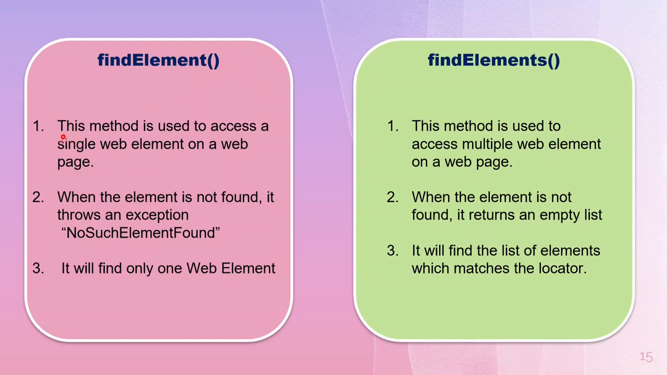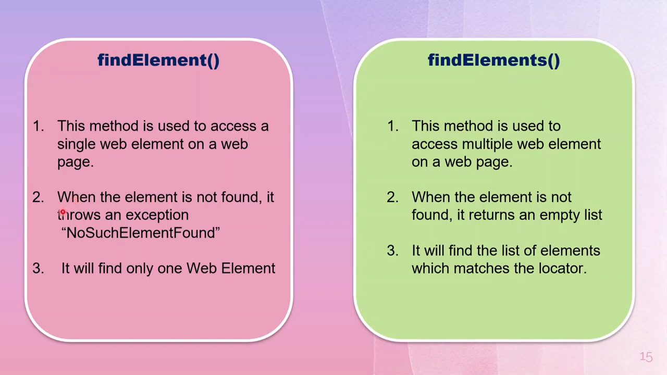So the first difference is that the findElement method is used to access a single web element on a web page. Till now we were using findElement because we wanted to access only one web element, that is the text box or some other box, that is the email box. So we have to access only one web element. That is the reason why we are using findElement. Whereas findElements is used to access multiple web elements on a web page. In our case, we were finding multiple anchor tags, that is the A tag used on our web page. We were finding the number of links in our web page.